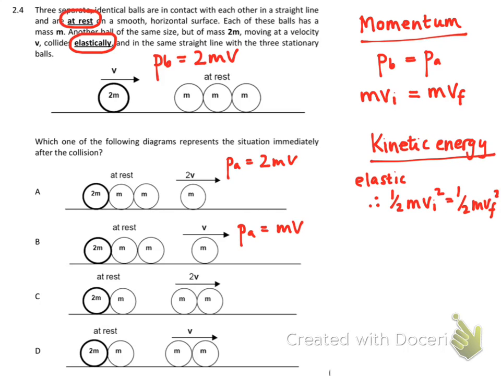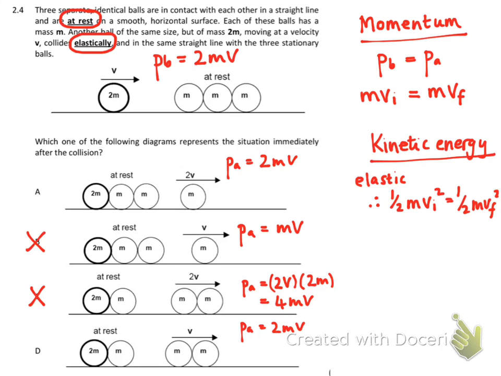B, our momentum is m times v, so that's not the same as the momentum before, so B can't be correct. C, the momentum after is 2m times 2v, which gives us 4mv, and that's not the same as the momentum before, so that can't be the right answer. And option D, our momentum after is also 2mv. So A and D are options when we consider momentum.